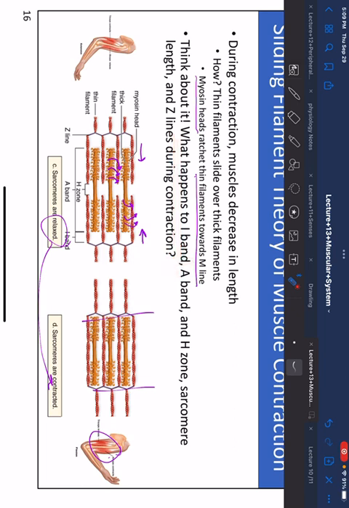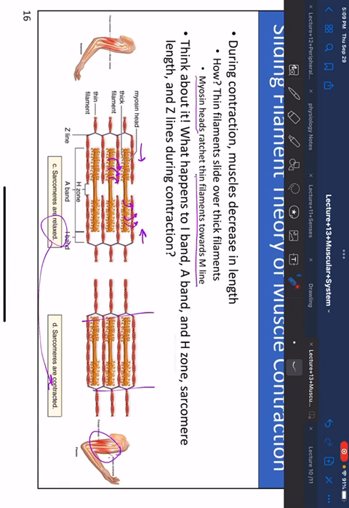What was the definition of the H band? It's the length of what? Thick filament. And the A band, it will actually stay the same length during muscle contraction. The H zone, this region right here, which is thick filament only, what happened to it? Did it stay the same length, decrease in length, or increase in length? Decreased. It decreased in length.